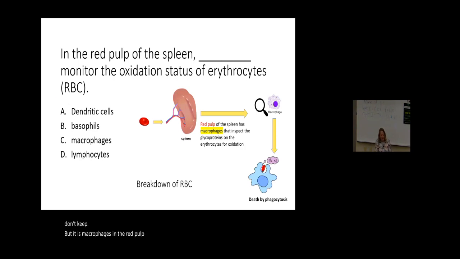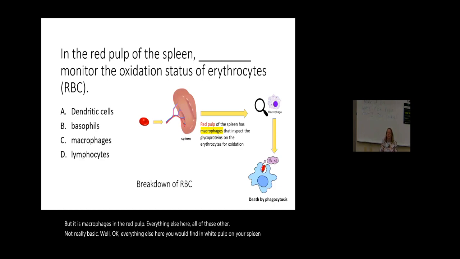Everything else here, not really basophil. Well, okay. Everything else here you would find in the white pulp of your spleen. That's where you have germinal centers, where you're actually looking for pathogens and microbes.